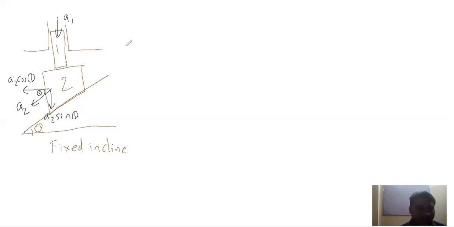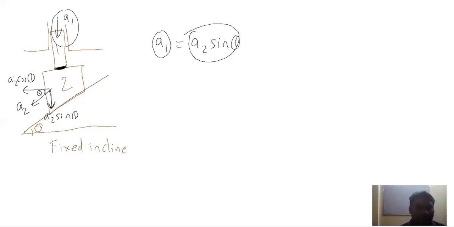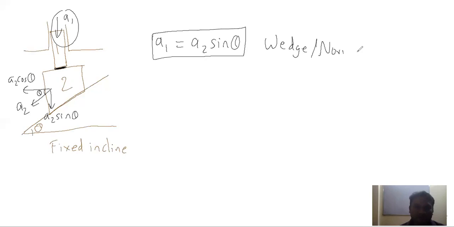The component perpendicular, which is A1, will be equal to A2 sine theta. A1 is perpendicular to this horizontal surface, and A2 sine theta is also perpendicular to this horizontal surface, so these two components are equal. By wedge constraint, A1 will be equal to A2 sine theta. This is the equation of wedge or normal constraint. For the two objects to remain in contact, the components perpendicular to the surface should be equal for velocity or acceleration.